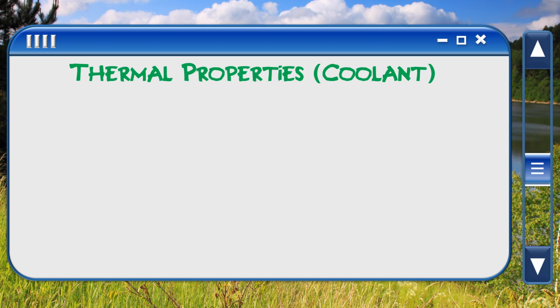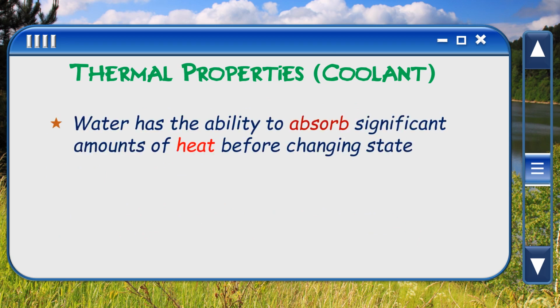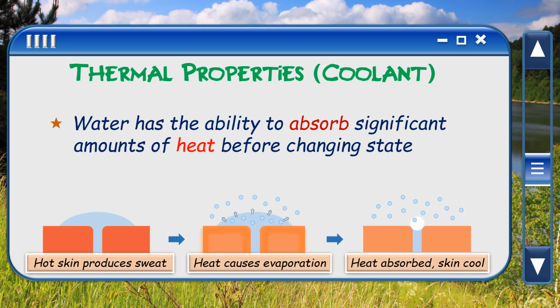Thermal property. Let's look at the thermal property, and we look at coolants. Water has the ability to absorb a significant amount of heat before changing its state. Now remember, we are talking about water. We talked about the hydrogen bonds, and those hydrogen bonds give water the ability to absorb a significant amount of heat before it changes its state.